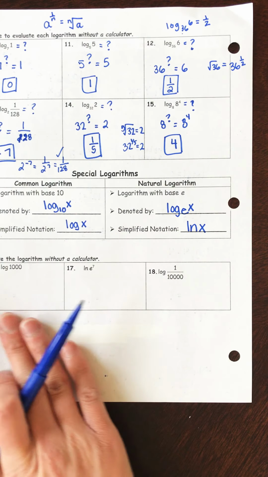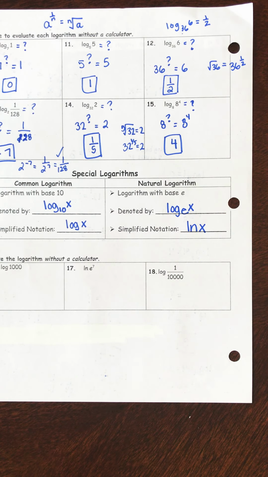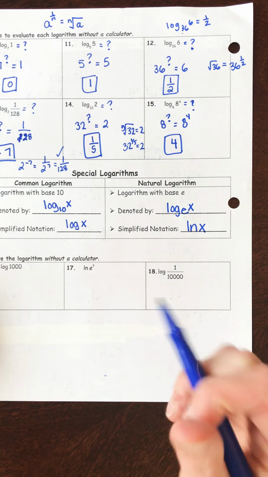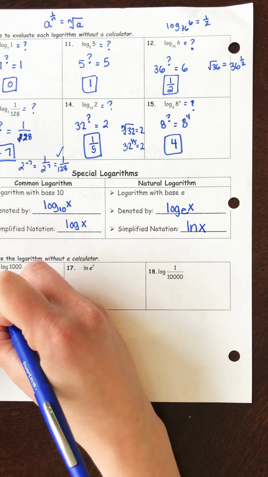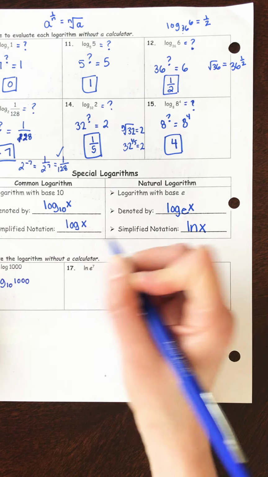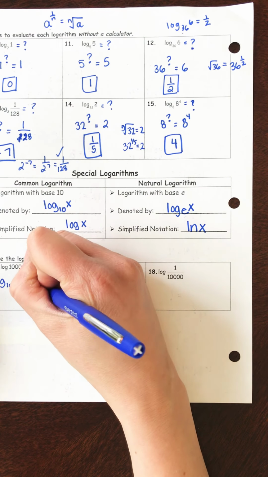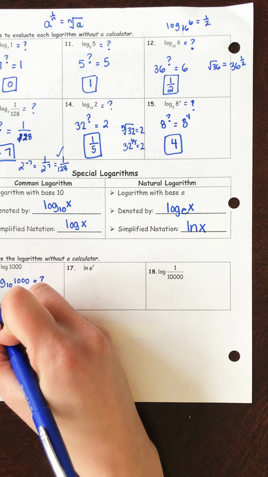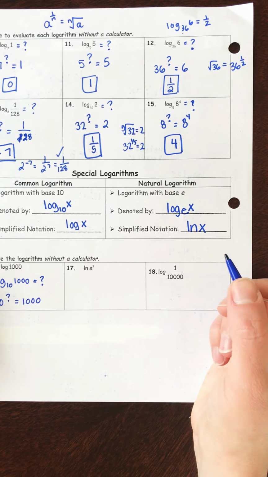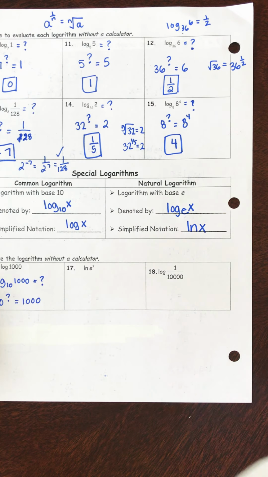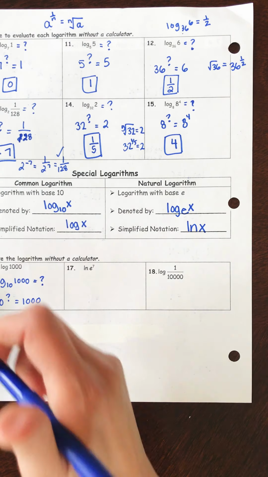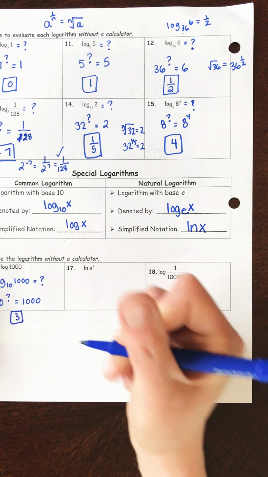So if I wanted to evaluate some of the common logs, if I just said what's log of 1,000, well, there's no base there. So you have to remember that this is really log base 10 of 1,000. So that's just saying 10 to what power gives you 1,000? Well, that's the power of 3. So my answer here is 3.